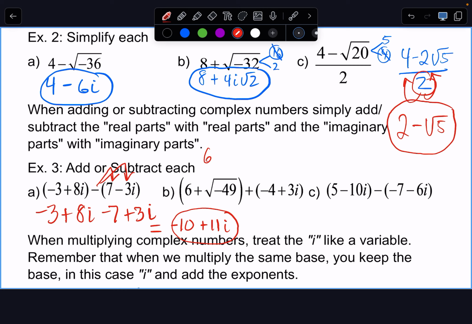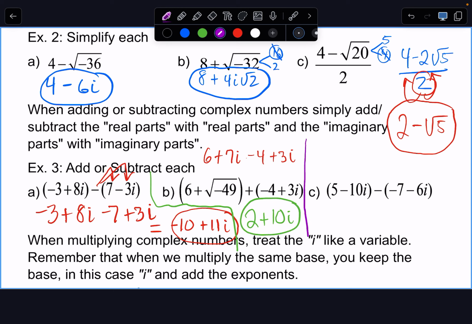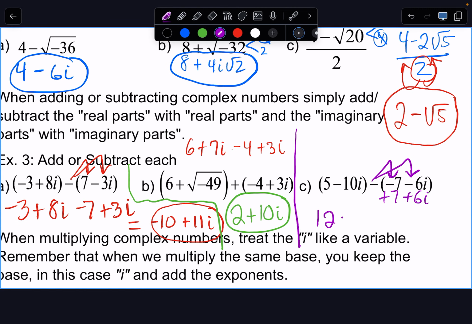For B, this is 6 plus 7i plus a negative, minus 4 plus 3i. Add like terms here. That's right, say it. 2 plus 10i. No shame in that. Perfect. And then last but not least, distribute that negative, making that a positive 7 plus 6i. So what will we get here? Let's go. 12 minus 4i. Woohoo!